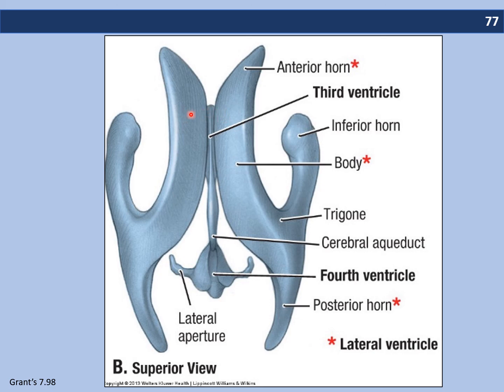so the first and second ventricles actually drain through those interventricular foramina to the third ventricle, then through the cerebral aqueduct to the fourth ventricle, and then the lateral apertures are shown here, those foramina of Luschka.